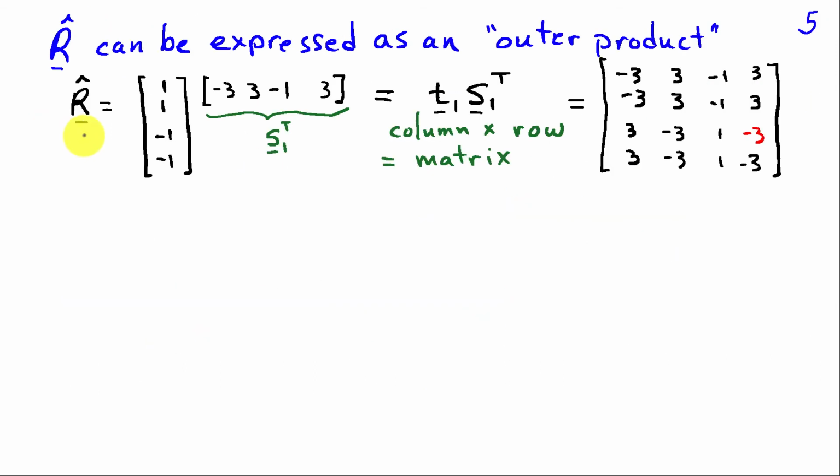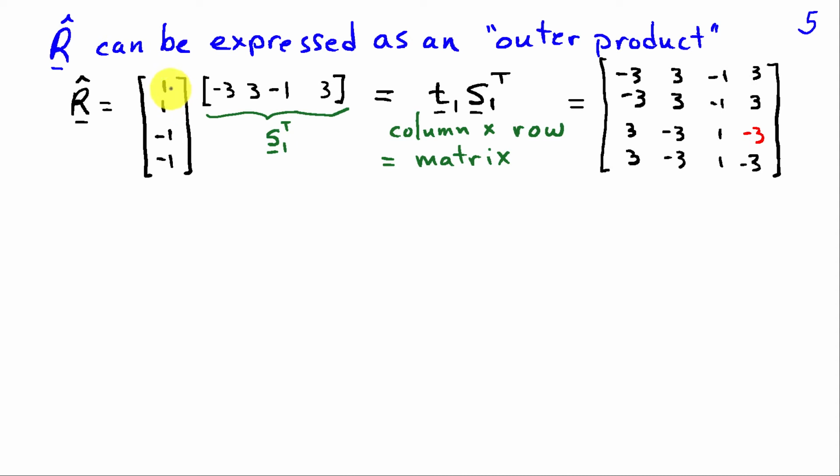As we've modeled this ratings matrix, we're calling that R hat, as an outer product. Okay? It's a column vector T1 times a row vector of weights, which we're calling S1 transpose. If you multiply a column times a row, you get a matrix because the element in the MN position of the matrix involves the mth row of T1 times the nth column of S1 transpose.